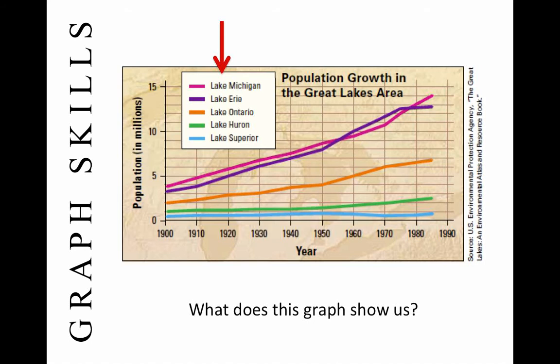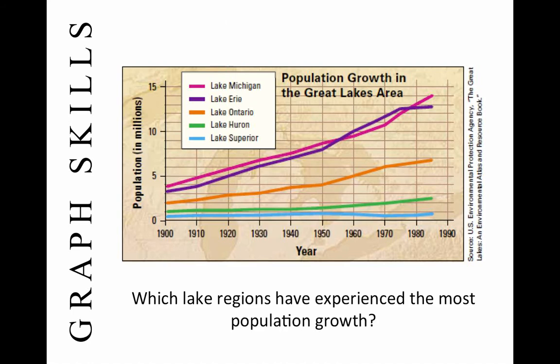Pink is the region around Lake Michigan. Purple is the region around Lake Erie, and so on. You get the idea. So which lake regions have experienced the most population growth over this period of time? Take a minute and answer this question in your workbook. You can pause this video if you'd like.